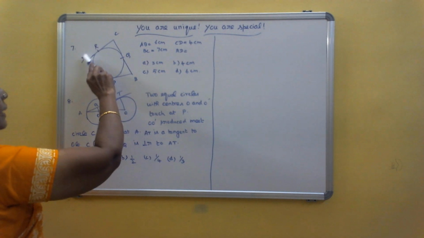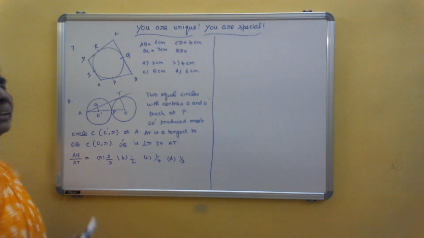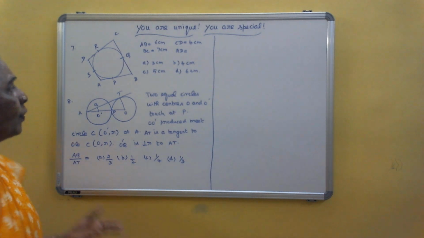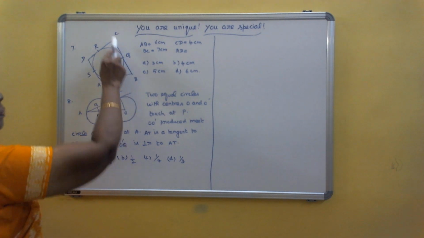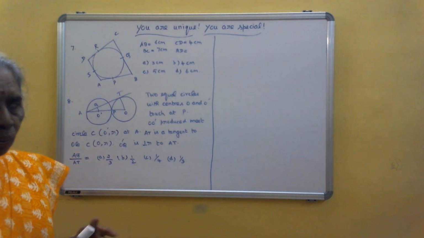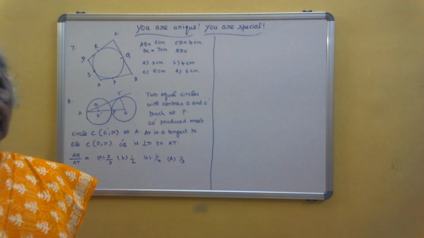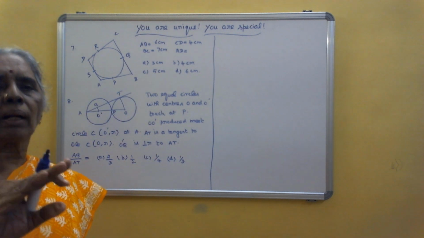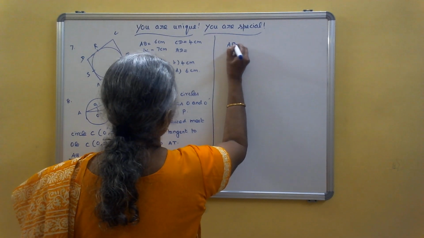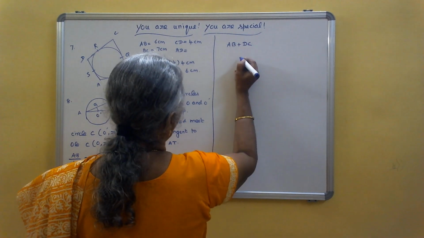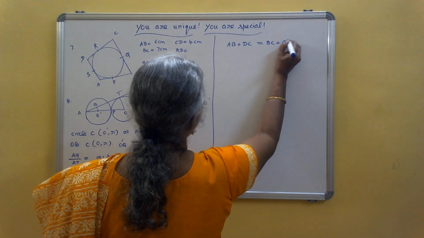Similarly, CD is DR plus RC. DR is DS and RC is CQ. If you add AS plus DS, it will become AD, and CQ plus BQ will become BC. So it is better you know this fact: for a quadrilateral circumscribing a circle, AB plus CD, that is the opposite sides, will be equal to the sum of BC plus AD.